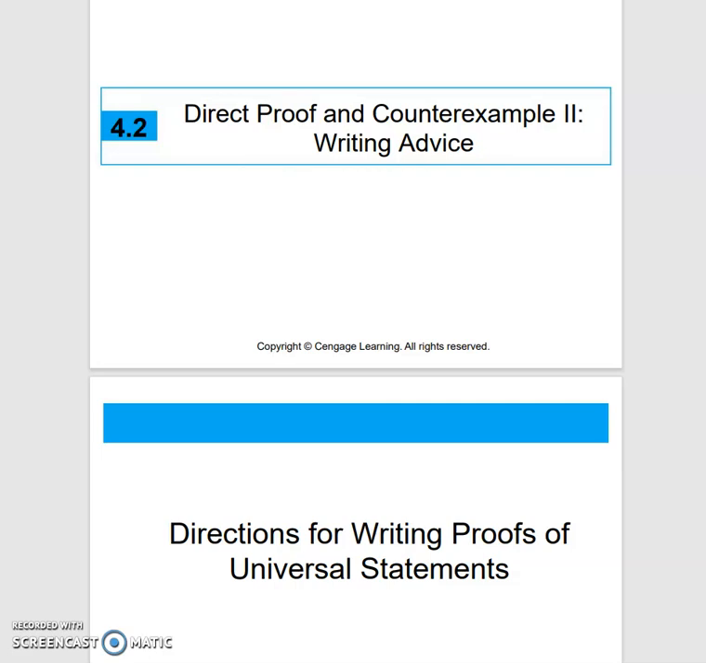Section 4.2, Direct Proof and Counterexample Part 2, Writing Advice. One thing to know before we begin this section: when it comes time for tests for this class, you will not have to write any proofs all out. The proofs there might be fill in the blank, or proofs where you have to put all the steps in the right order, but there are not going to be any questions where you have to write the proof out in its entirety.